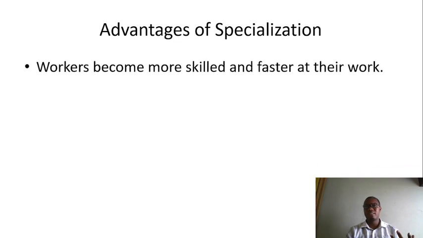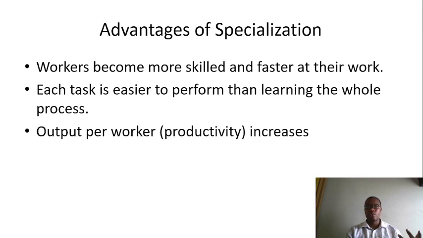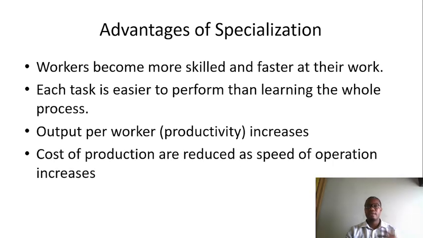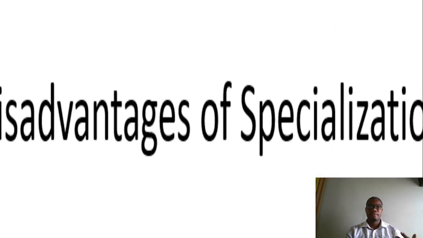So what are some of the advantages of specialization? Well, workers can become more skilled, right? And faster at their work. And each task is easier to perform than learning the whole process, right? Productivity will increase, right? And cost of production will be reduced as the speed of operation increases, and this will lead to economies of scale. And specialist machines can be used to undertake individual tasks, right?